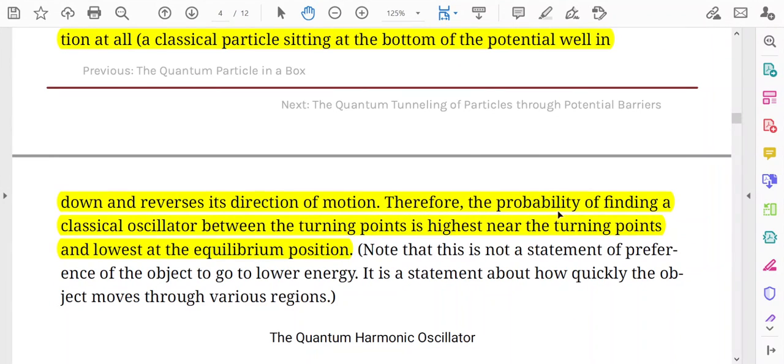Therefore, the probability of finding a classical oscillator between the turning points is highest near the turning points and lowest at the equilibrium position. I am again repeating the sentence: the probability of finding a classical oscillator is highest near the turning points and lowest at the equilibrium position.